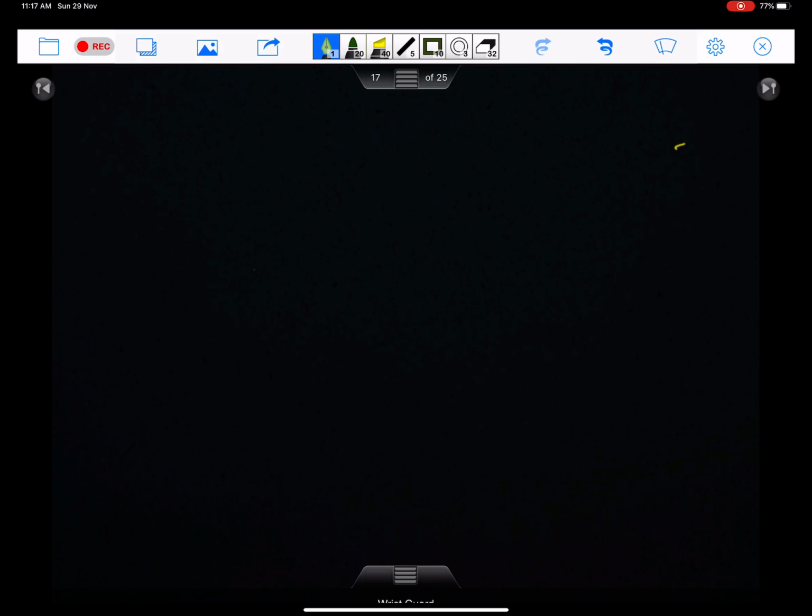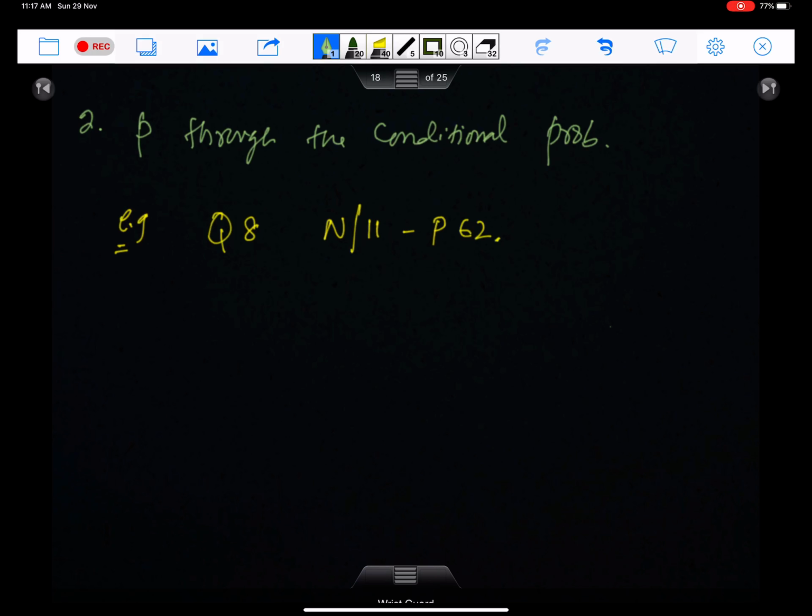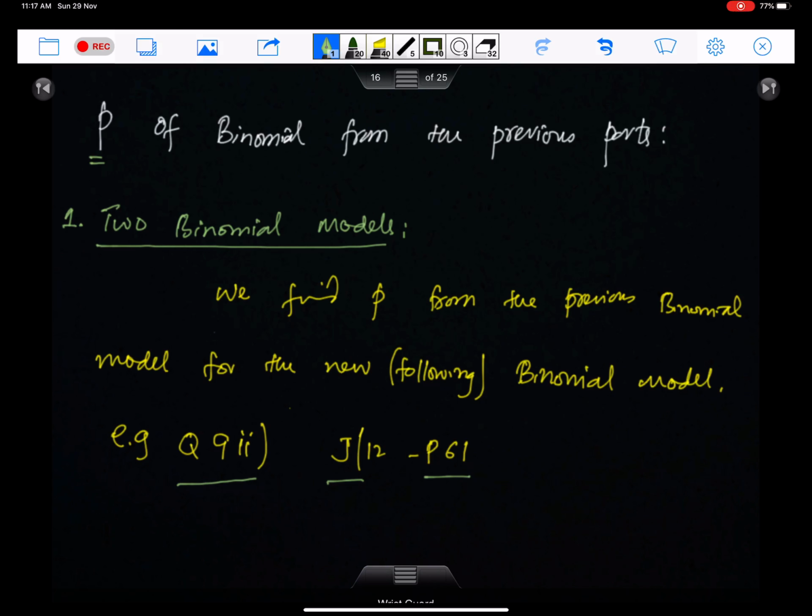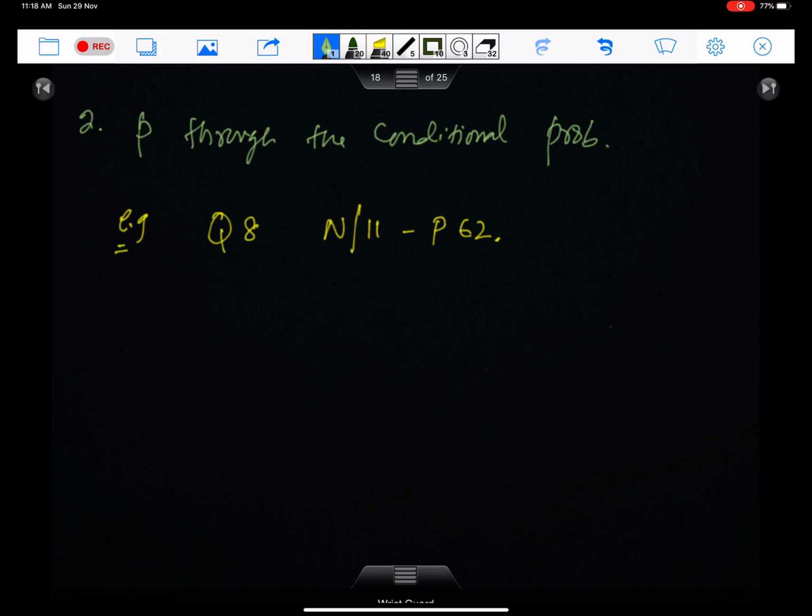Now, case 2: P through conditional probability. Sometimes, in a few questions, they give this information as well. In the previous case, we found P from the previous binomial model; there were two binomial models in fact. Now in this case, there is a binomial model, but in the previous part there is just a probability, and with the help of that probability and conditional probability we find P. The example of this question is question 8, in the past paper November 11 paper 62.